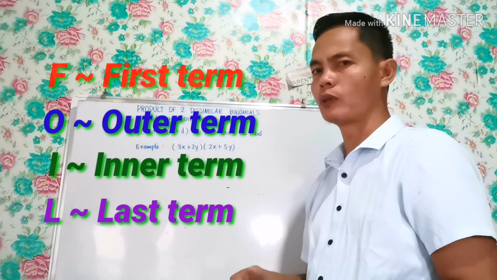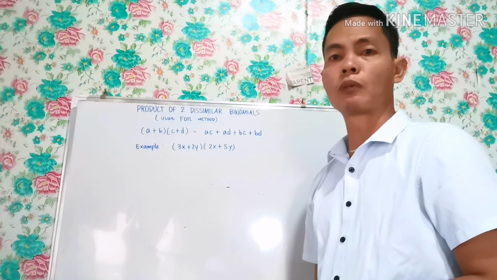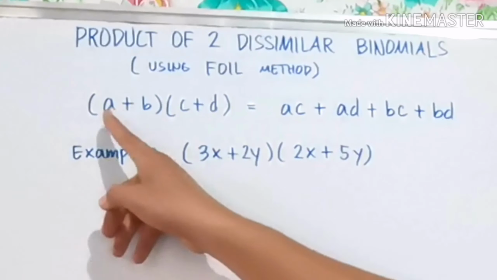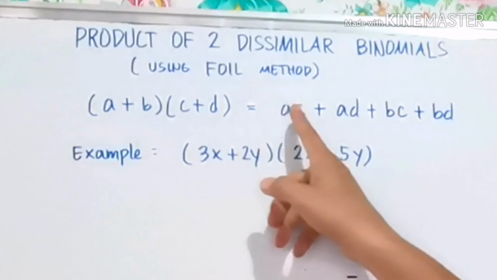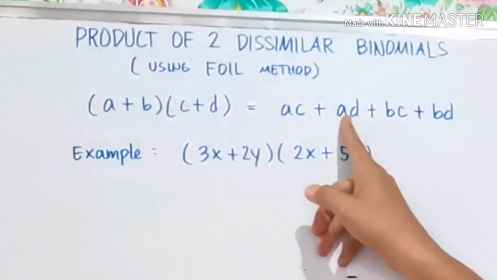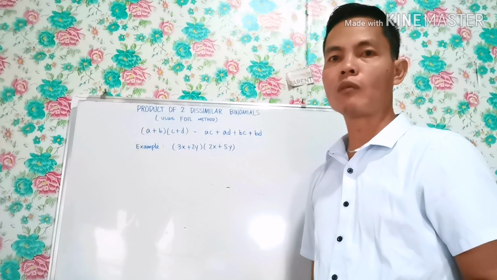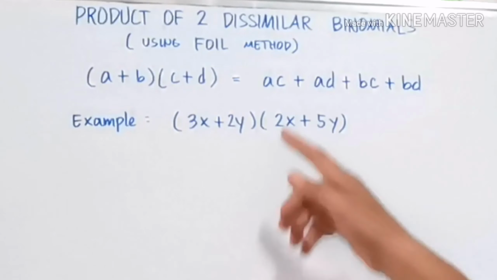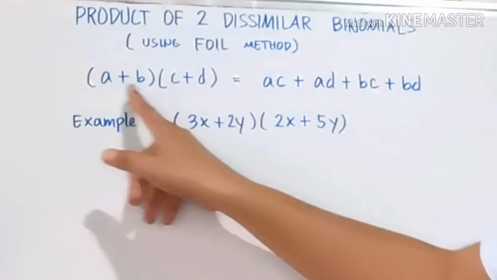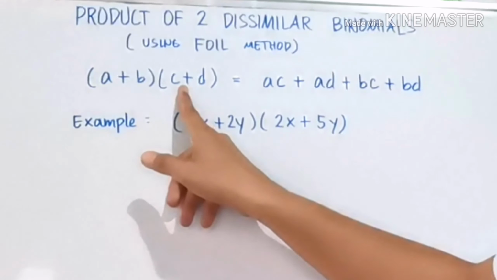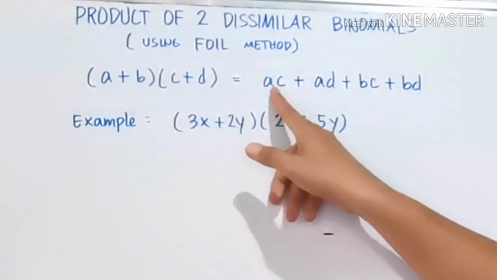So let's see the significance of this FOIL method to this third formula in the special product formulas. If we have (A + B) multiplied by (C + D), it is equal to the product AC plus the product AD plus the product BC plus the product BD. The FOIL method actually came from here. The first term of the first binomial is A, and the first term of the second binomial is C. That's why we got AC here.